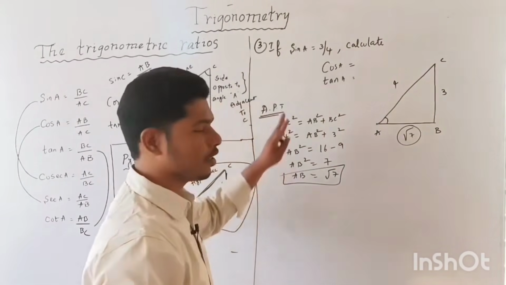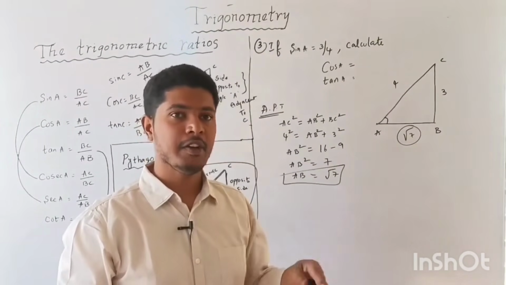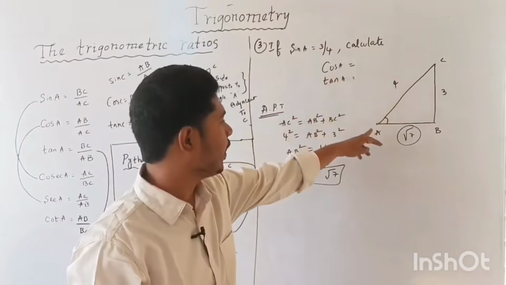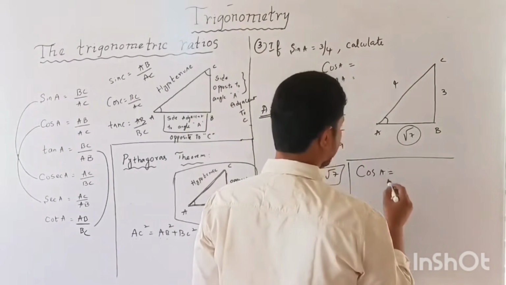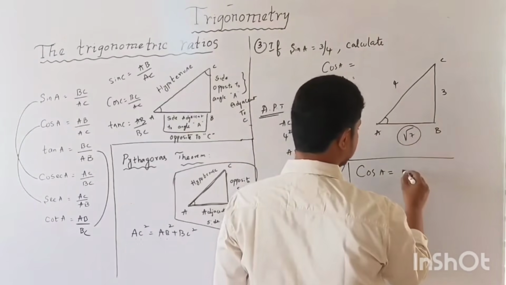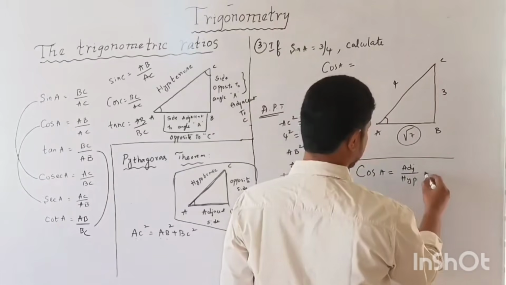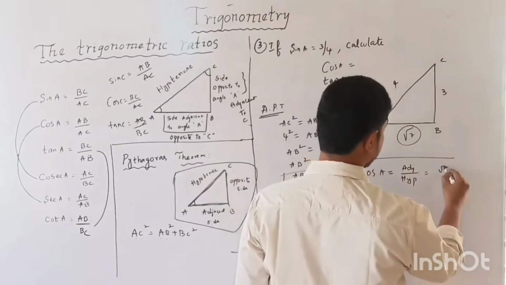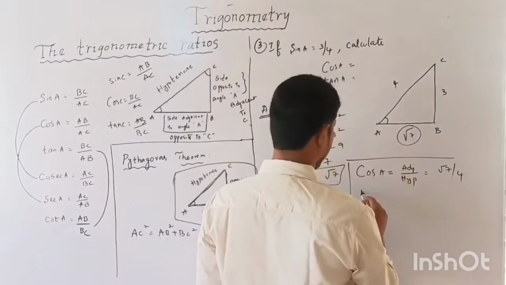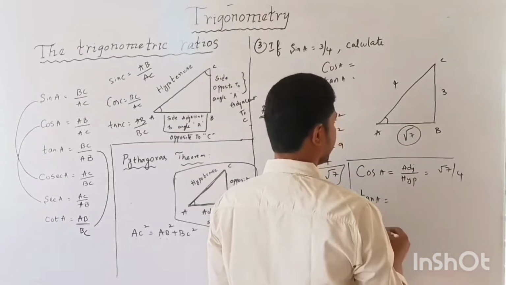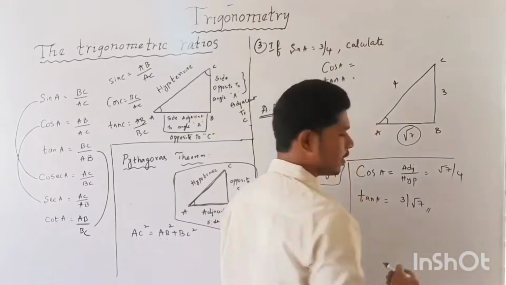Now we have to find cos A. What is the formula of cos A? The formula of cos A is adjacent by hypotenuse, for angle A. For angle A, the adjacent is root 7 and hypotenuse is root 4. Then tan A. Tan A is opposite by adjacent, that is 3 by root 7. This is the third question.